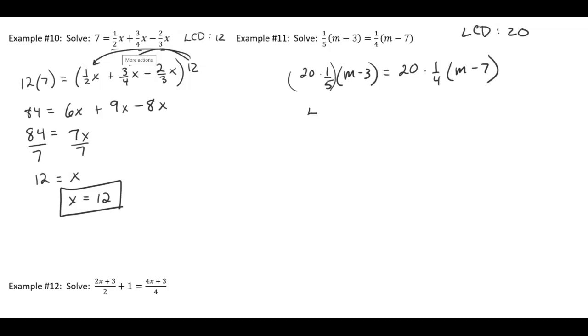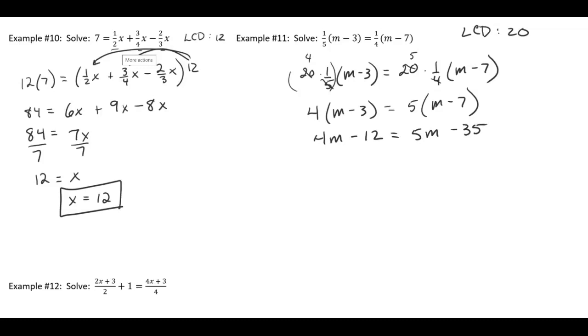5 goes into 20 4 times, and I get that. And then on the other side, 4 goes into 20 5 times. And so I have 5 times m minus 7. And so now I don't have to worry about distributing the fraction, because when I multiplied by 20, that cleared the fractions out. Now I can do this distributing. I have integers, and it'll be a little bit easier. So I have 4m minus 12 equals 5m minus 35.